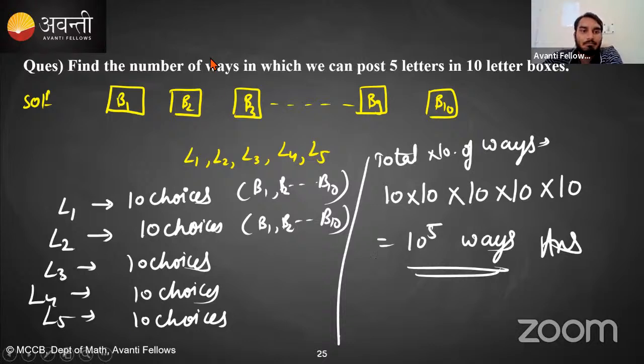Is this clear? See, let's say L1, L2, L3, L4, L5 are all going into box 1 only. That is also one of the choices. All the 5 letters can go into the same box, and all the 5 letters can also go into different boxes. Yes or no? Is this question clear to you or not? Tell me quickly in the chat box.